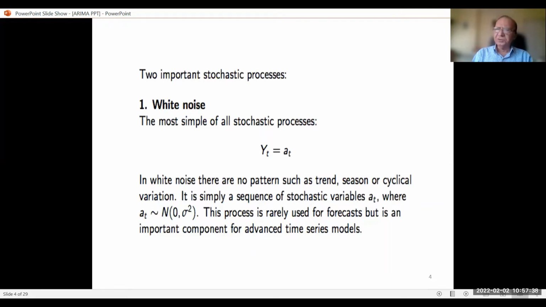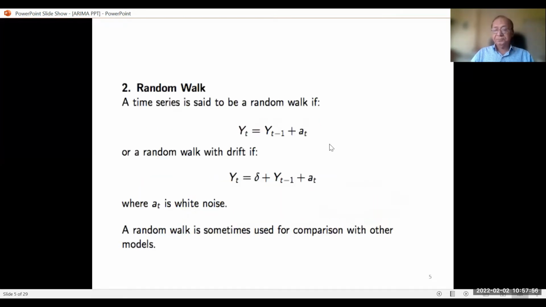This process is not useful for forecasting because if YT is equal to AT, then all YT will be equal to AT. There is nothing else there. It is just simply moving with a particular number. What is a random walk? A time series is said to be a random walk if YT is equal to YT minus 1, that is a lagged value, plus AT. There is some number AT with which it is moving.